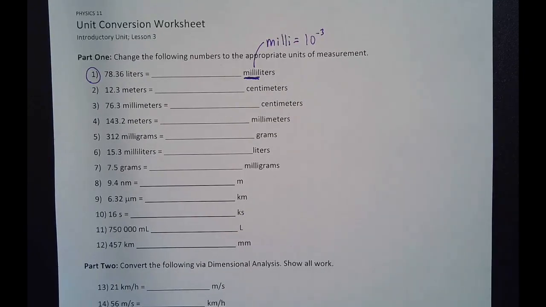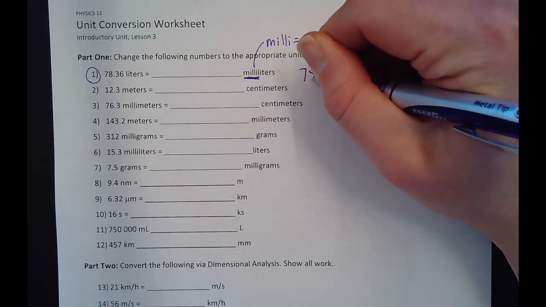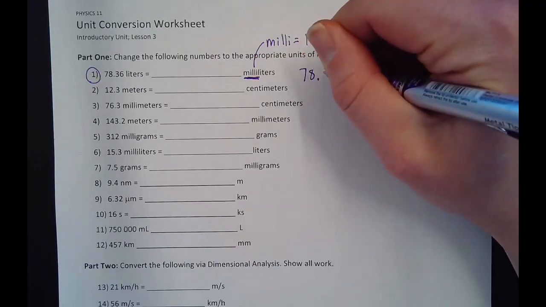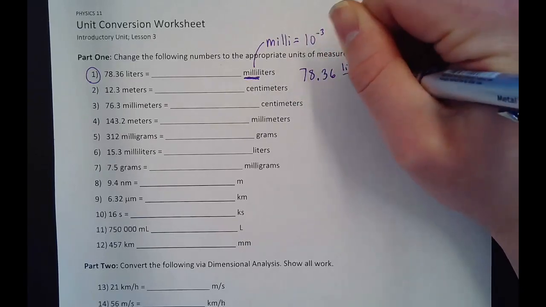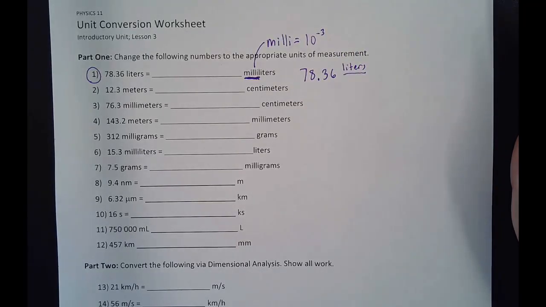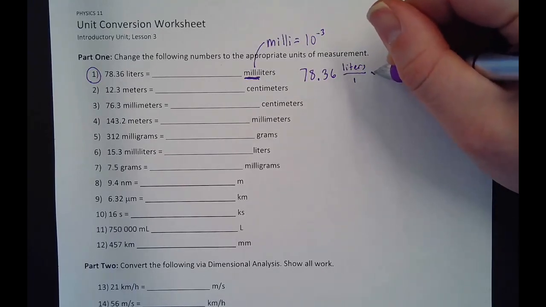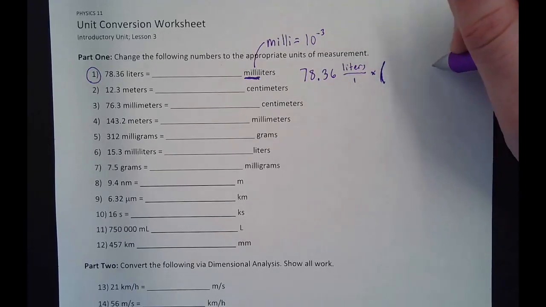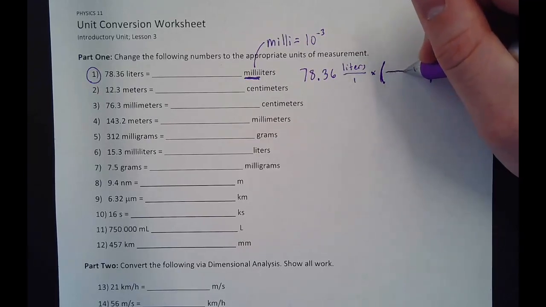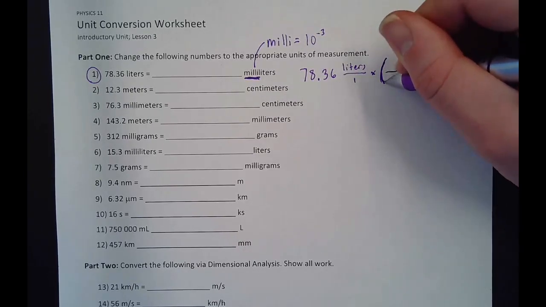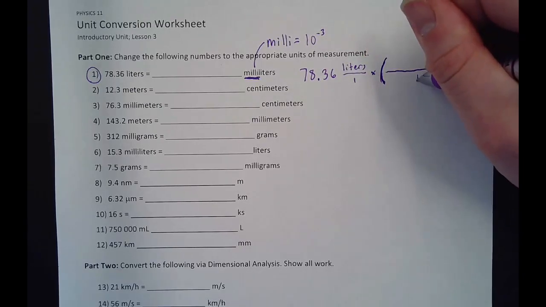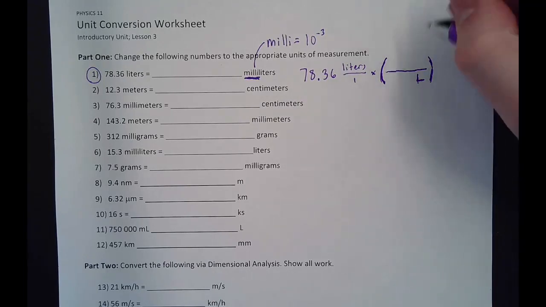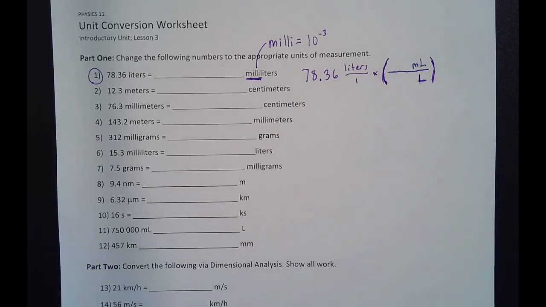And so for our conversions, we're going to set this up the same way as before. We're going to start by writing the number with its units, which is 78.36 liters. And we can choose to put this over 1, because liters over 1 is the same thing as liters. And we want to convert from liters to milliliters. We have liters on top, so we want to cancel by putting liters on the bottom. And we're left with milliliters in the end.